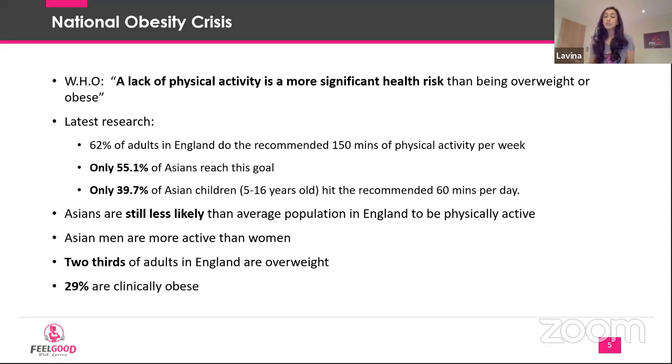And the research shows that Asian men are slightly more active than women. I think there's quite a lot of barriers, and I went through this when I was campaigning about this. Like, I know that a lot of us live in joint families, and we prioritize the health and looking after our loved ones, sometimes more than ourselves. That's just such an Asian cultural thing.